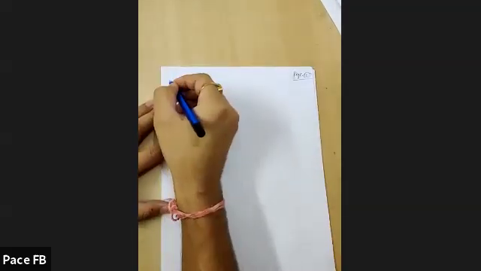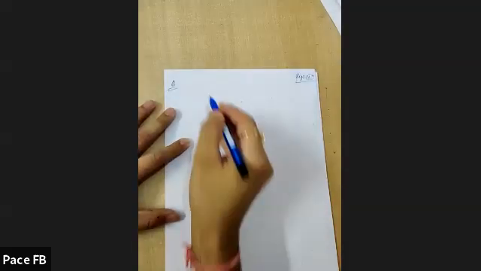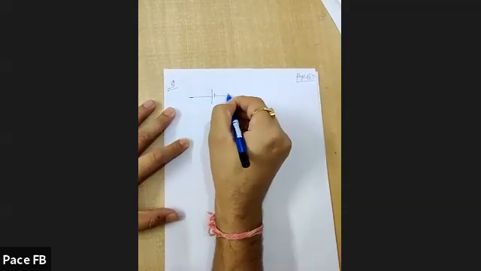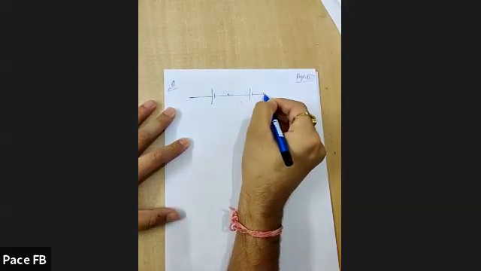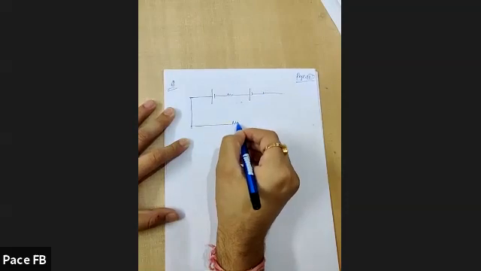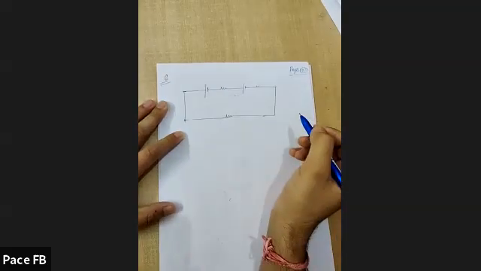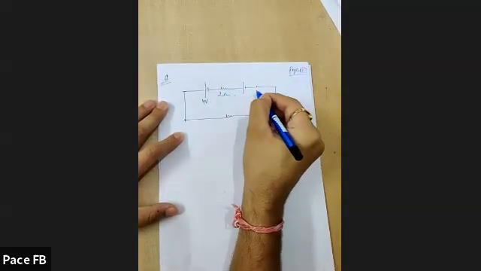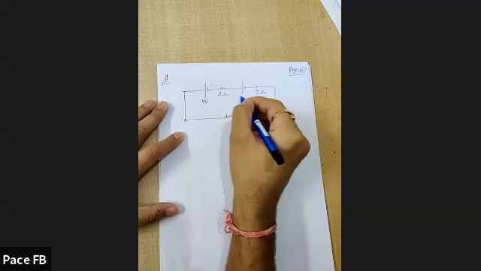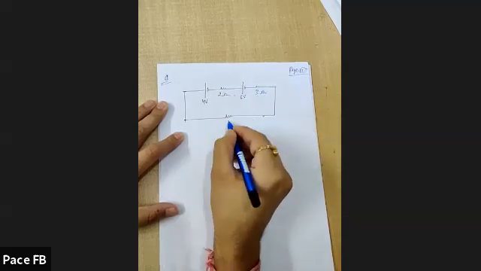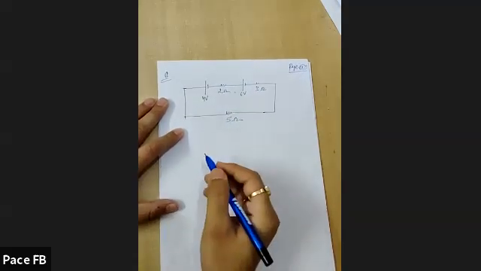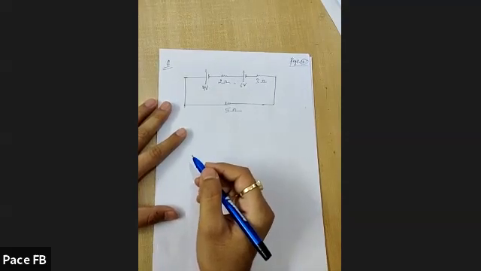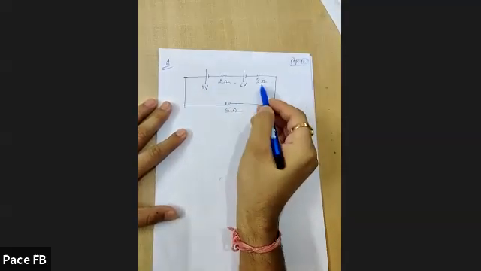Okay. So now there's one question. There are two cells, positive, negative. This is the question. In this circuit, 4 volt, 2 ohm, 3 ohm. This one is 6 volt and this one is 5 ohm. So 4 volt, 2 ohm, 6 volt, 3 ohm. So this is the circuit.